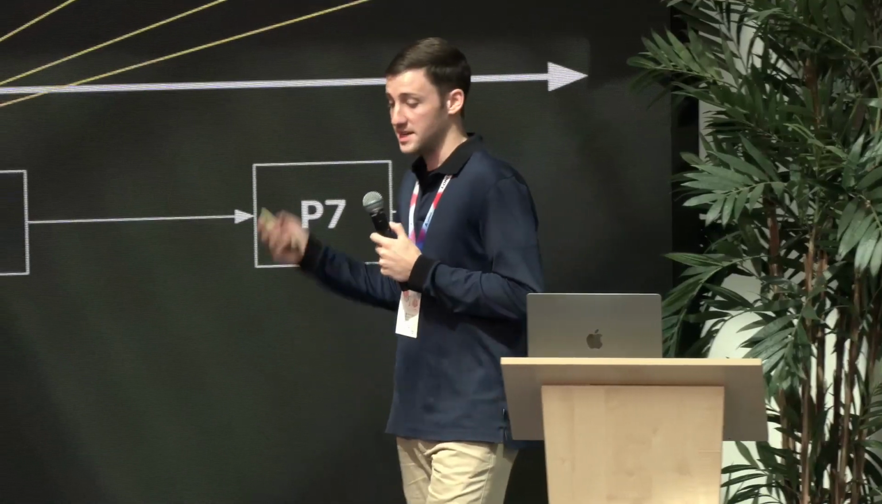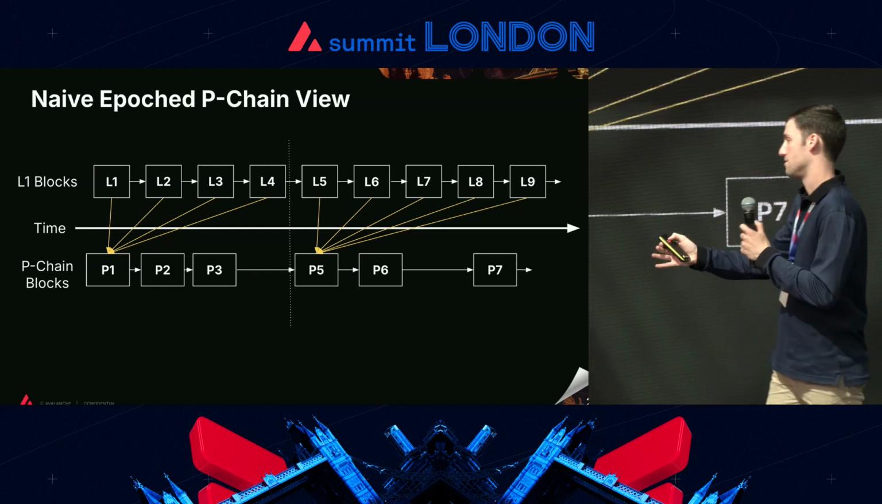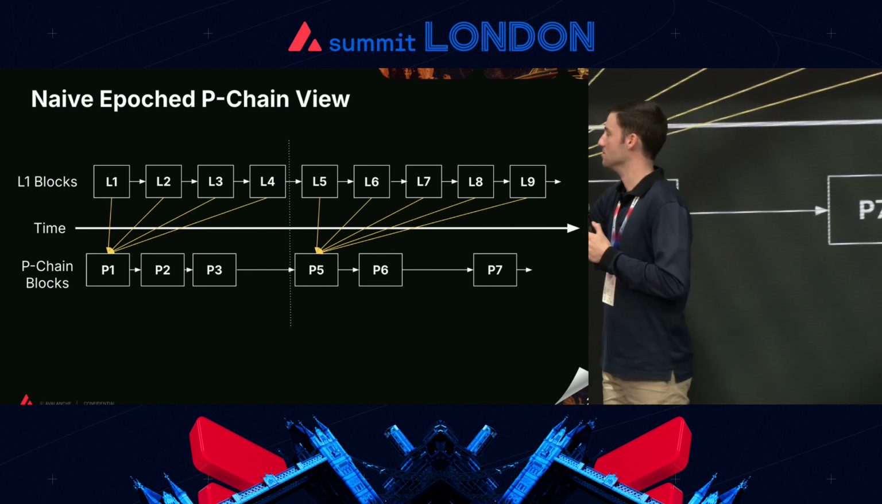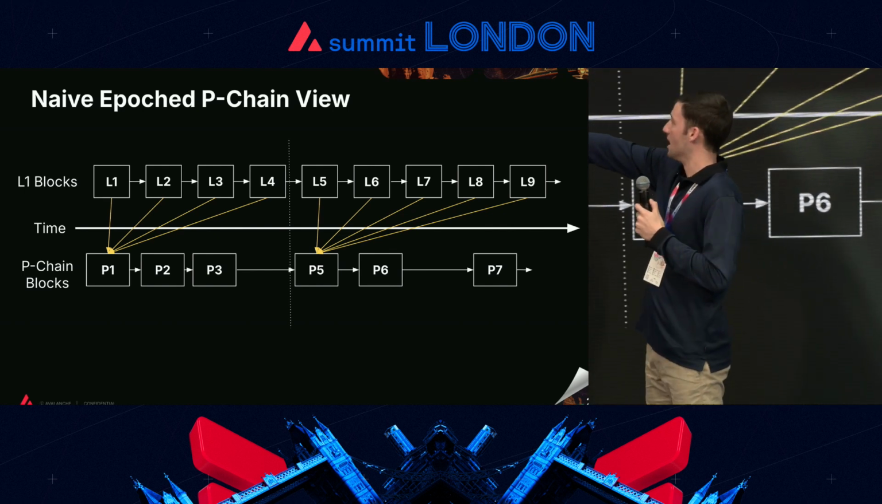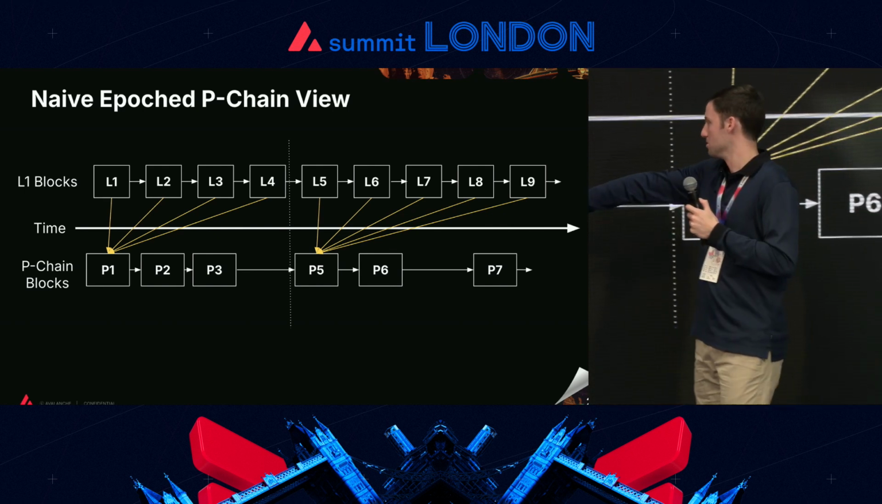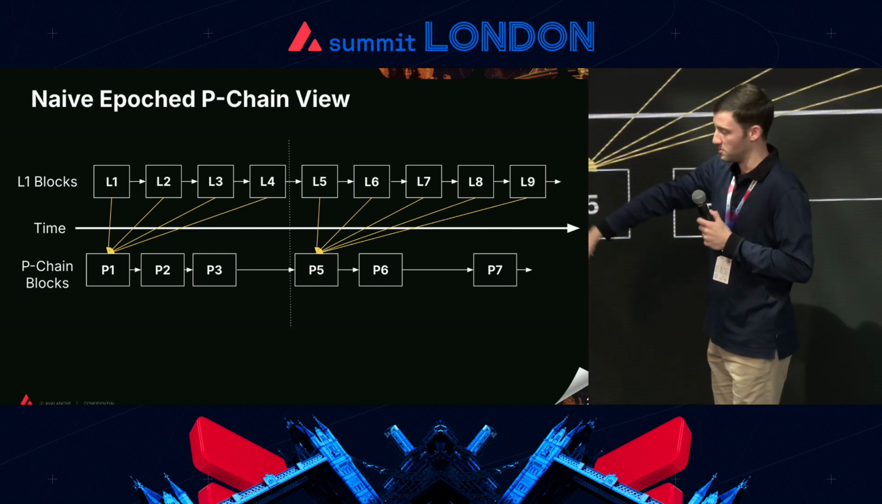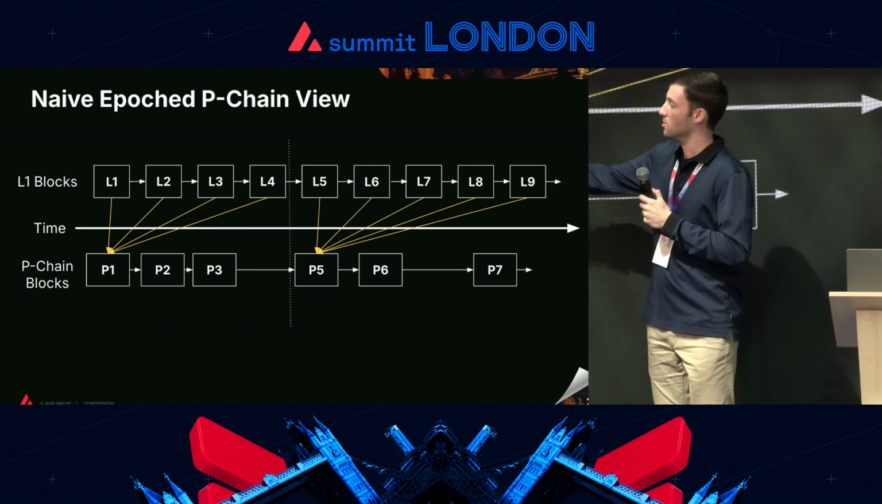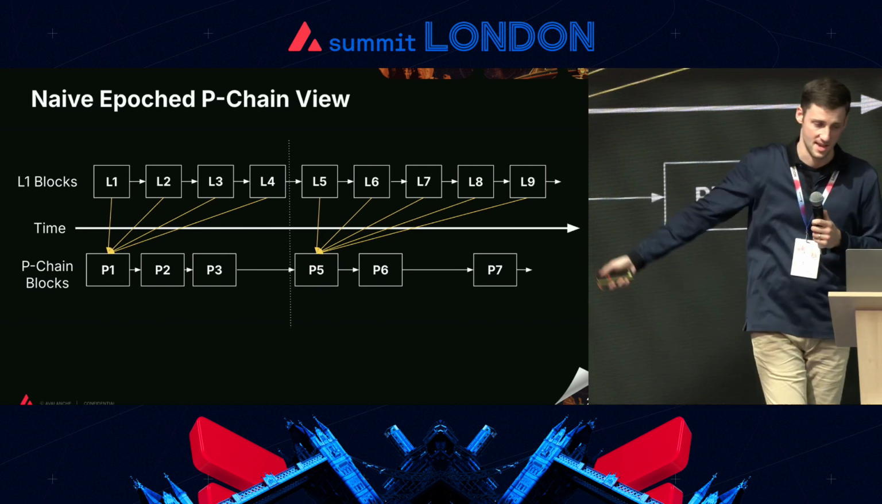And so a naive way of trying to solve for these problems is that we'll just say for a certain period of time, we should always point to the same p-chain block. So all of these L1 through L4s point to p-chain block P1, even though there's been more blocks since then. But then once we cross this time threshold, we'll update it to the latest height then.